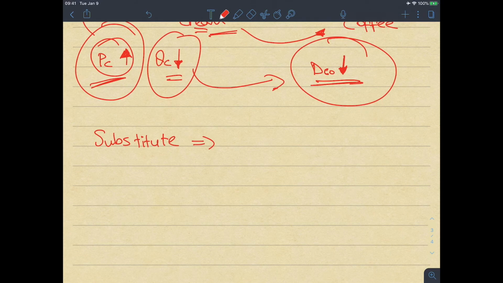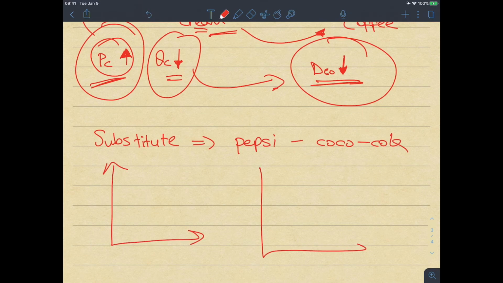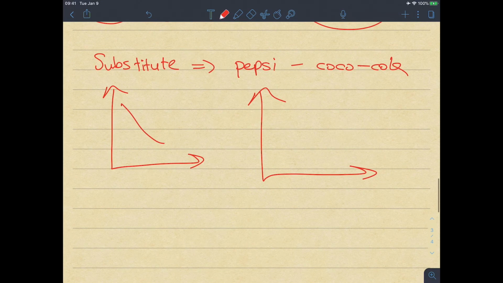Substitute goods are, let's say, Pepsi and Coca-Cola. Again, I'm going to draw two different markets. And what I will do is the same thing. I'm going to increase the price of Pepsi, and this will cause a movement along the demand curve only. And the quantity of Pepsi, the quantity demanded of Pepsi, is basically decreasing.